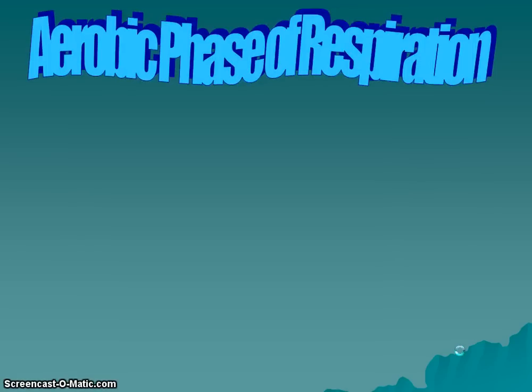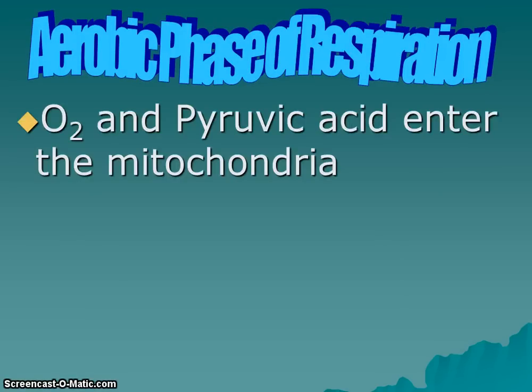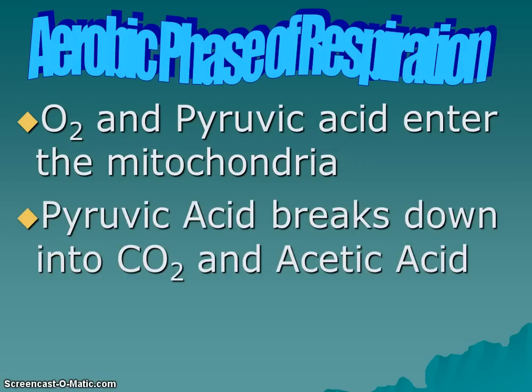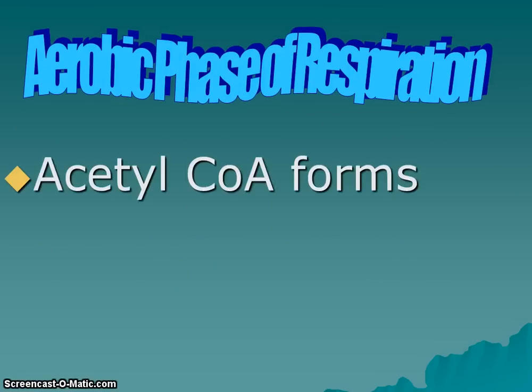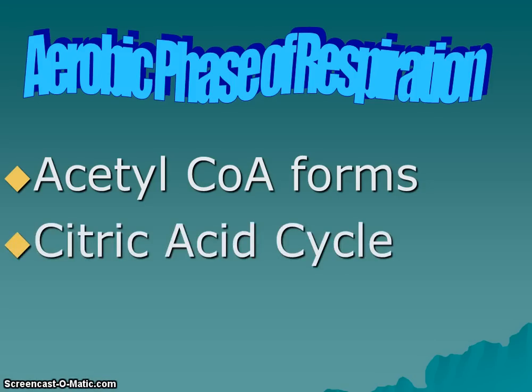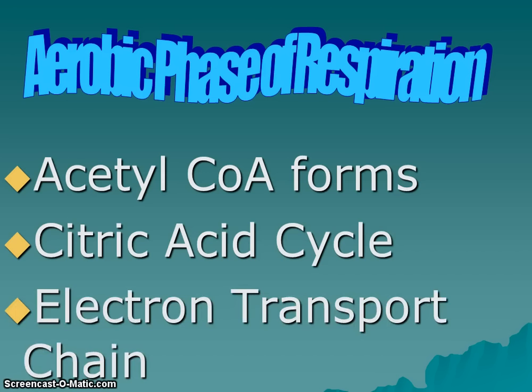Okay, so now oxygen is needed. Oxygen and the pyruvic acid are going to enter into the mitochondria. The pyruvic acid is going to break down into one molecule of carbon dioxide and acetic acid, which is a 2-carbon molecule. That acetic acid is going to join with a coenzyme A and form acetyl-CoA. And it's going to enter into the citric acid cycle and then the electron transport chain.